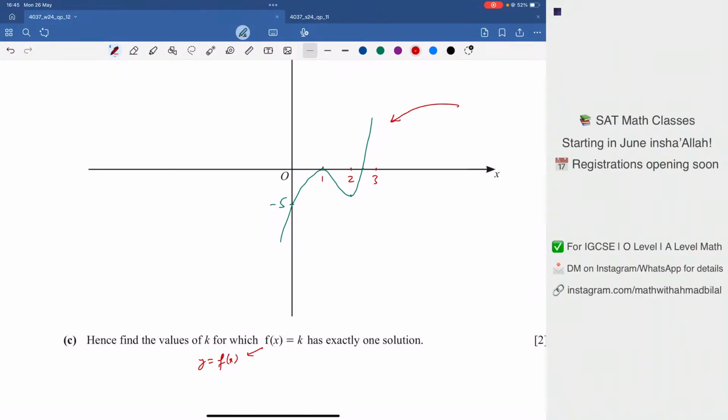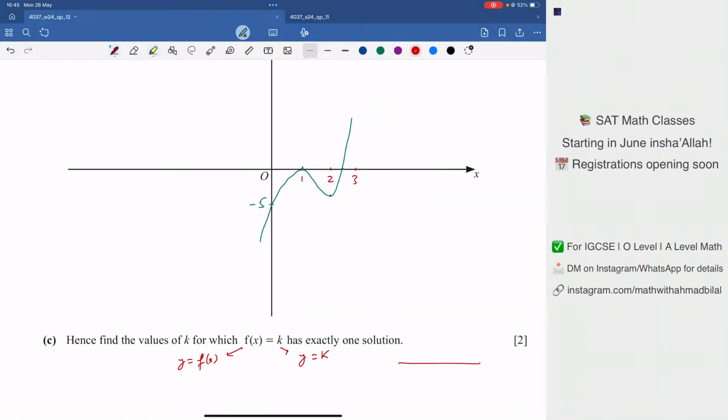And we have another function on the right side. This is y equals k. What kind of line is that? It's a horizontal line, right? y equals something, y equals some constant, that's a horizontal line. Now, what horizontal line on this graph would give you exactly one solution? Where would you draw such a line such that you exactly have one solution?